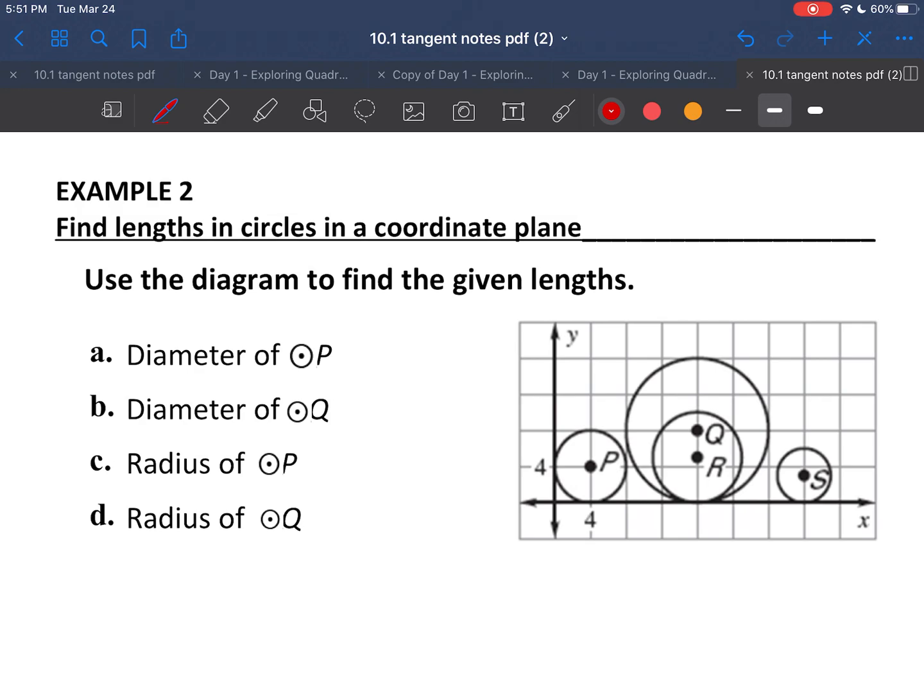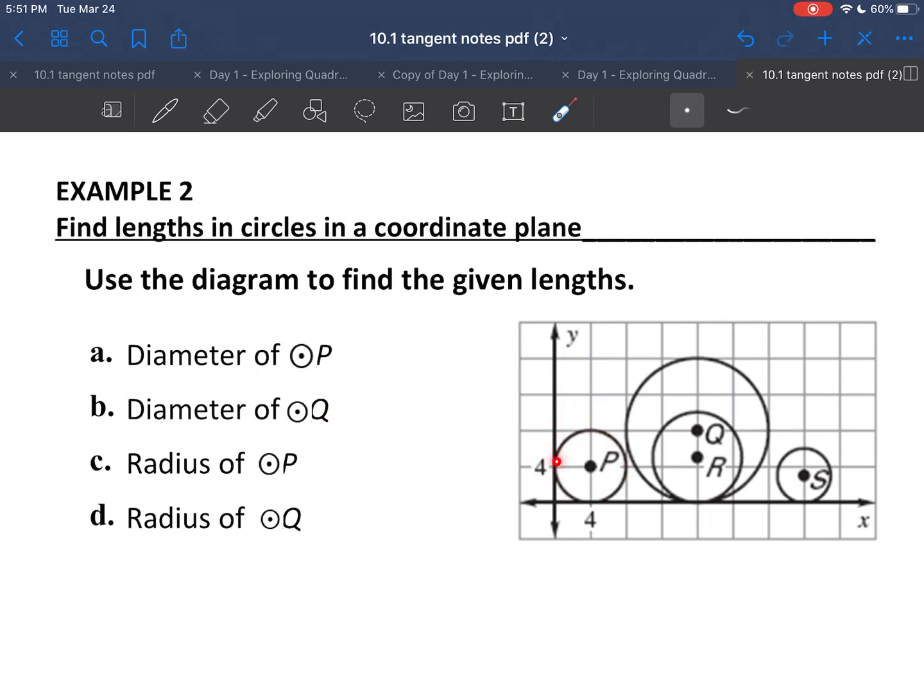Okay, we are going to use this diagram to find the given lengths. So I want to find the diameter of circle P. So that is the notation for a circle, and P is the center of the circle. So circle Q in letter B, I'm looking for the circle with the center of Q, that type of thing. So diameter of circle P.